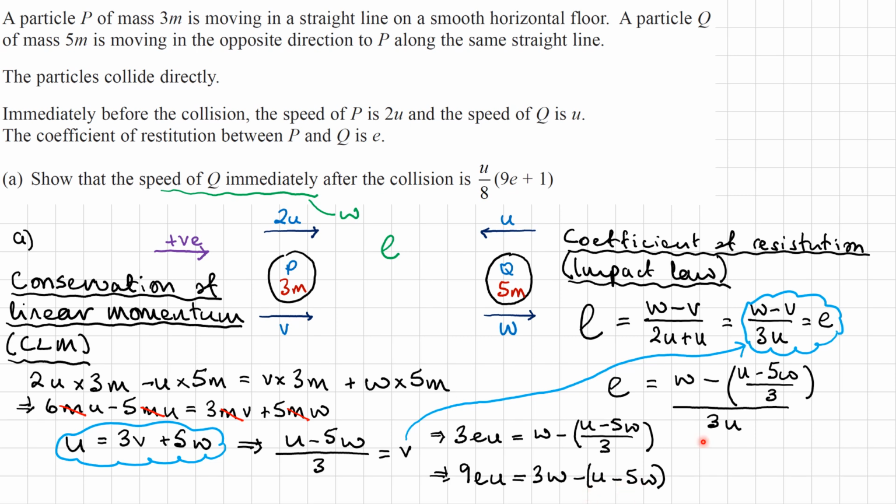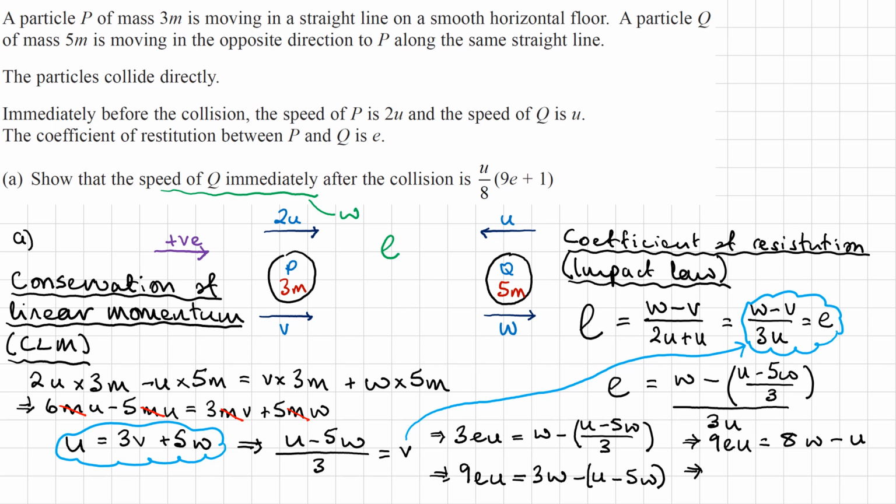So the next step is to simplify that. So I'll have 9eu is equal to, now here I'll have 3w and then minus 5w, so that becomes plus 5w, so 8w, minus u. So we're almost there.